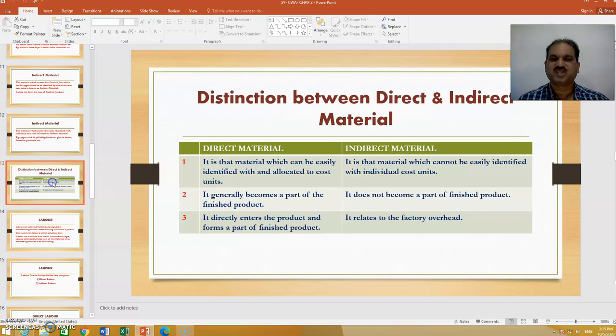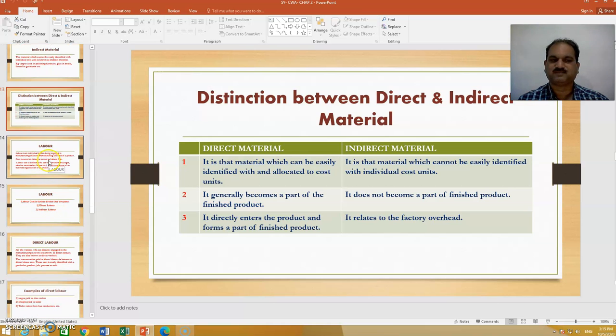Now let's see the distinction between direct and indirect material. Direct material is that material which can be easily identified with and allocated to cost units, whereas indirect material is that material which cannot be easily identified with individual cost units. Direct material generally becomes a part of the finished product, whereas indirect material does not become a part of finished product.